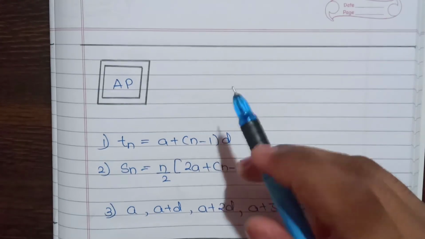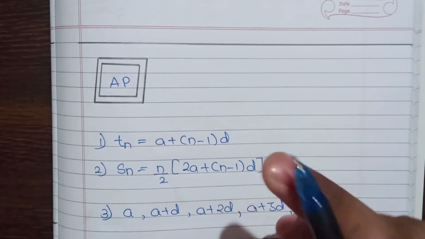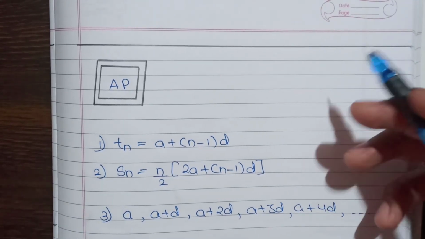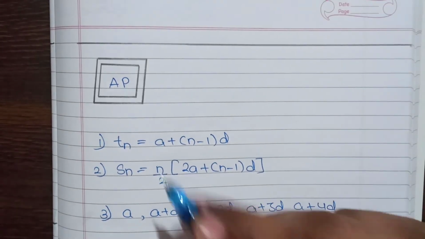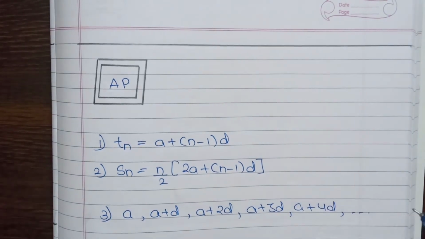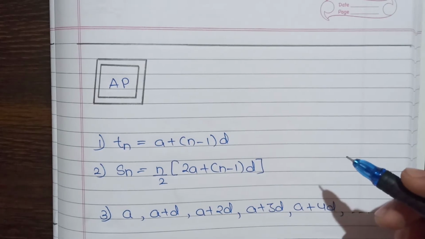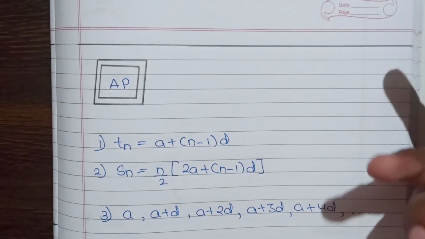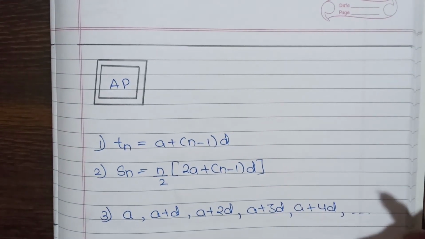See, the second formula of Sn, which is Sn equals n upon 2 bracket t1 plus tn, we do not use in the arithmetic progression which we are learning in sequence and series. It is just used in the 10th standard arithmetic progression. So our third formula is a plus d, a plus 2d, a plus 3d, and a plus 4d, and so on. This is used to find the arithmetic progression or the sequence and to check whether it is an AP or not. Now we'll see the GP, which is geometric progression.